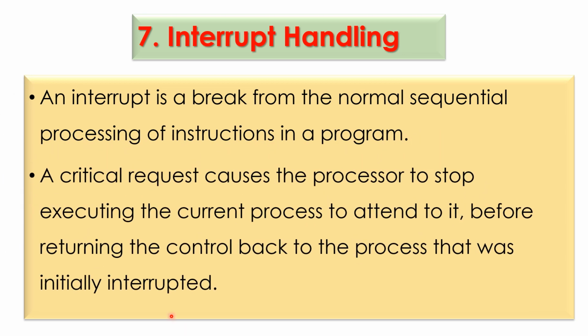So a critical request causes the processor to stop executing the current process to attend to it before returning the control back to the process that was initially interrupted. So usually you find that sometimes there is a critical error there. Your computer is not working, it is just not responding to those things. So therefore, it has to be interrupted.